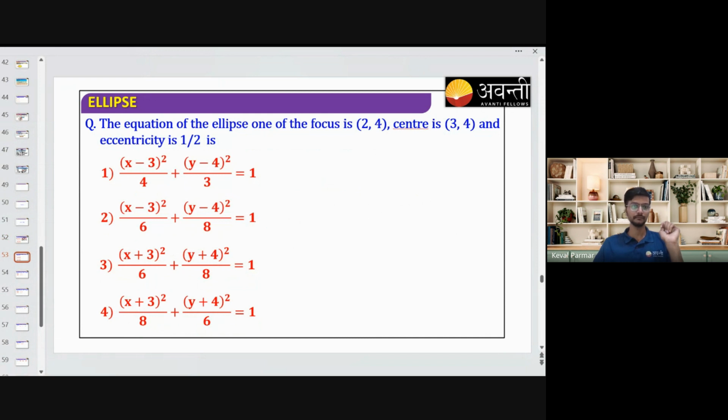Yeah, this is a nice question also again. What is the question saying? The equation of the ellipse with one of the focus, center and eccentricity. Okay. So what do we do now, guys? Anyone? Come on, I'll give you 2 minutes to try.